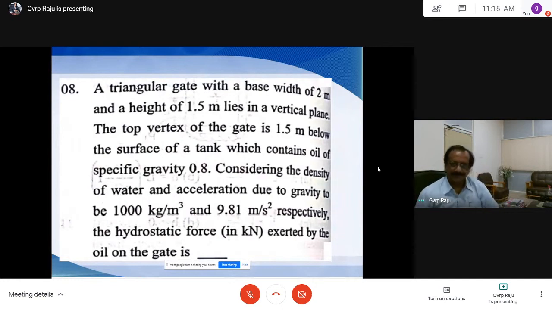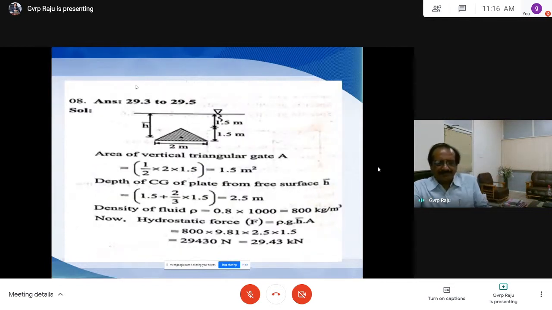The vertical gate with a base width of 2 meters and a height of 1.5 meters lies in a vertical plane. The top vertex of the gate is 1.5 meters below the surface of the tank, which contains oil of specific gravity 0.8. Consider the density of water and acceleration due to gravity as 1000 and 9.81 meters per second square respectively. Find the hydrostatic force exerted by the oil on the gate. Simple problem.